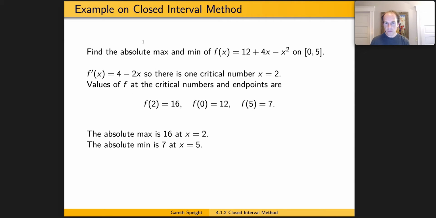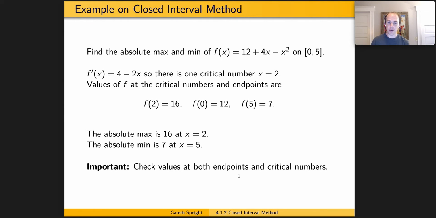Right, so we look for the critical points. We have to look for when the function does not exist or where the derivative equals 0. We find the critical number x equals 2. Then we compute explicitly the value of the function at the critical numbers and at the endpoints. So here were the computations. Then we pick the largest one, that's the absolute max. So 16 is the absolute max. We pick the smallest one, that's 7, that's the absolute min.